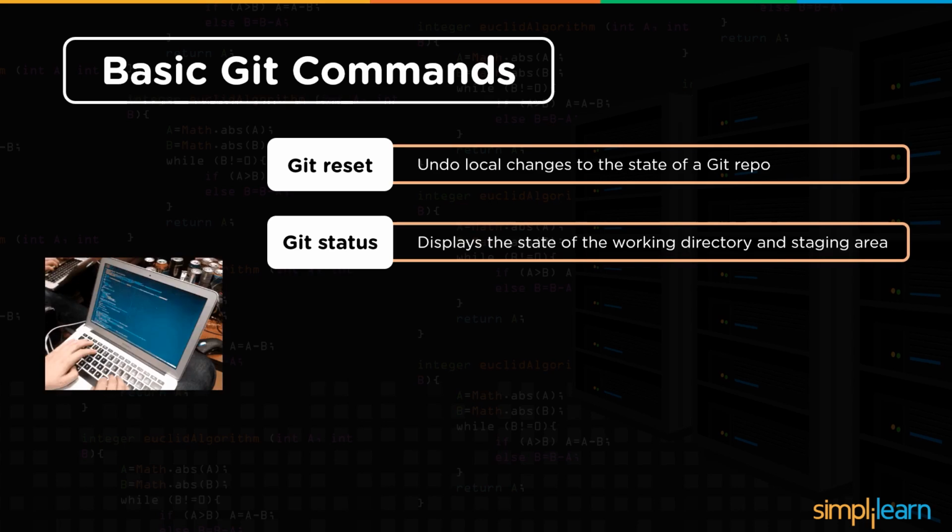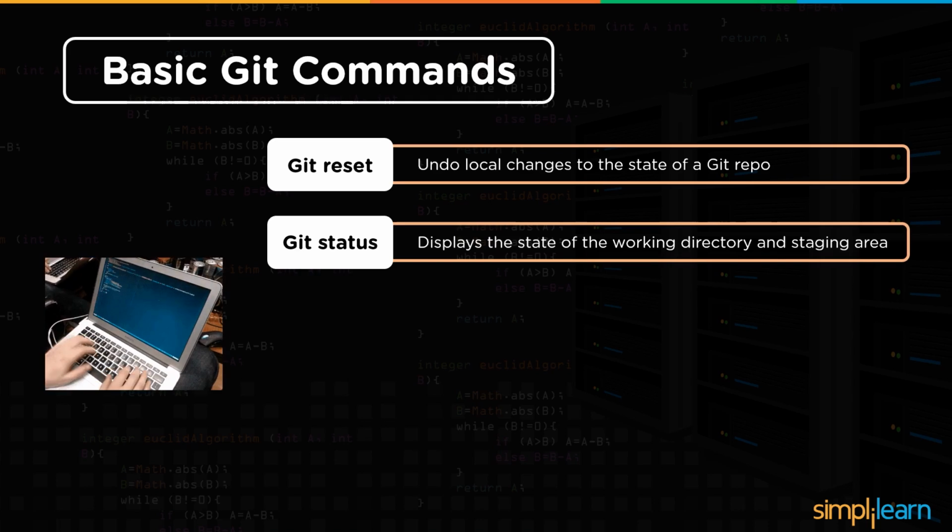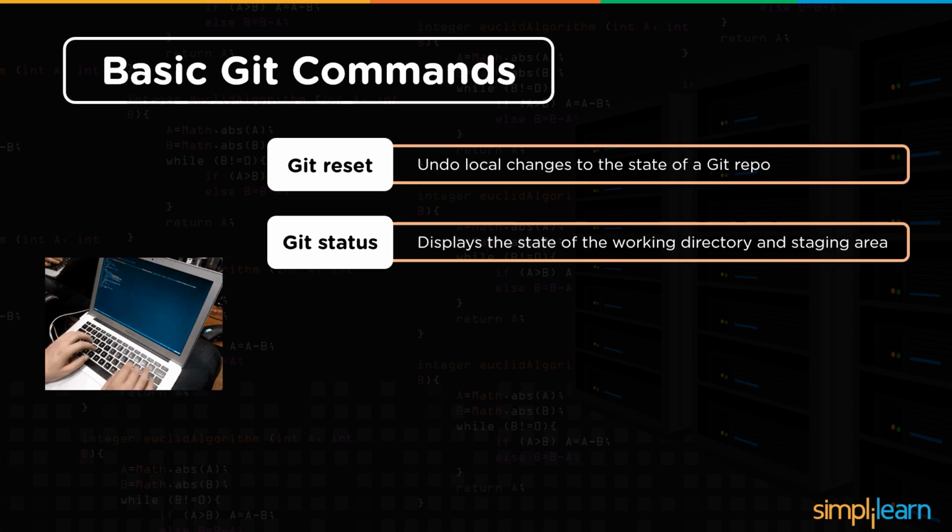The git status command displays the state of the working directory and the staging area. It also tells you certain particular things, like what the different files are that are in the modified state, and how many files are present in the modified state. So all of that information is something we get from git status.